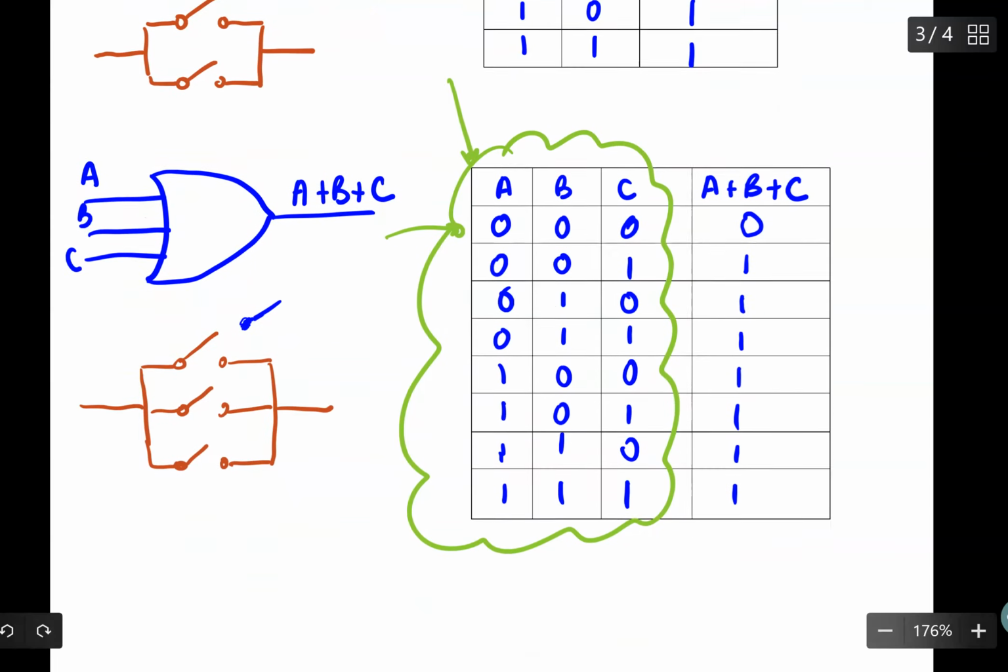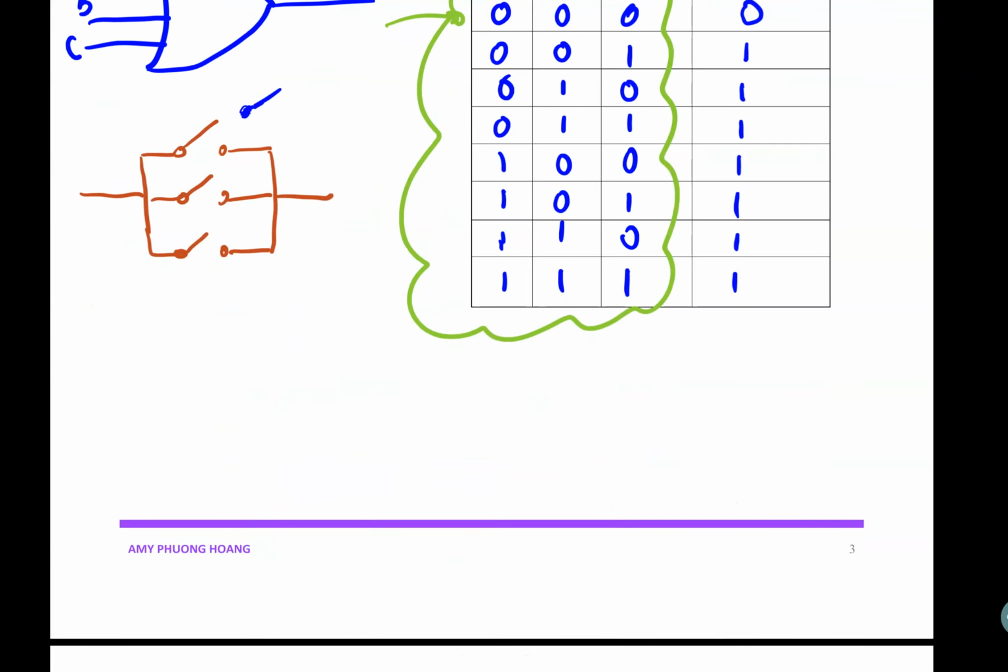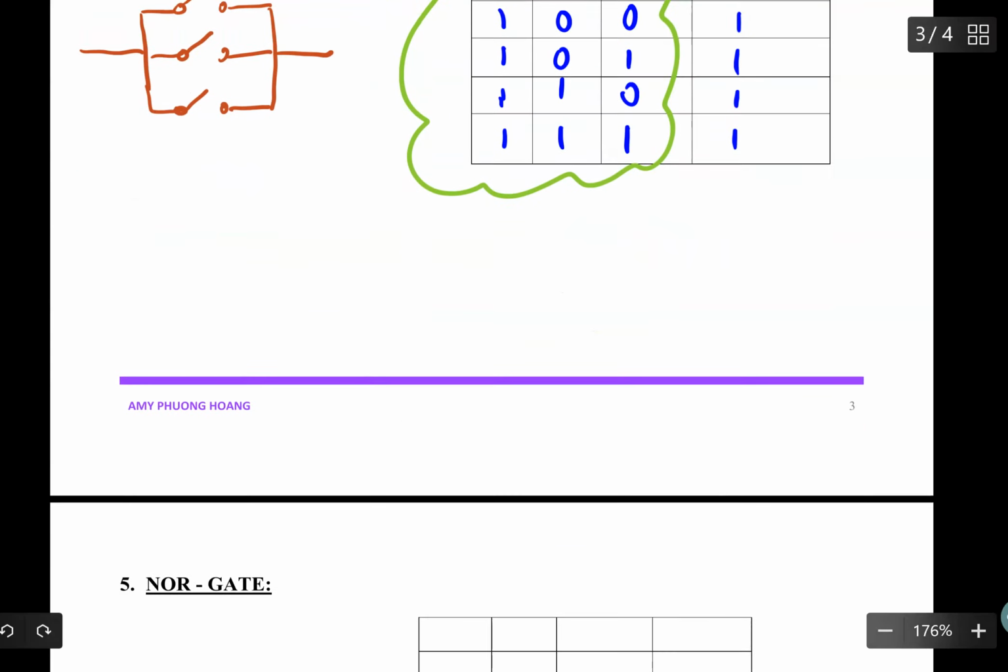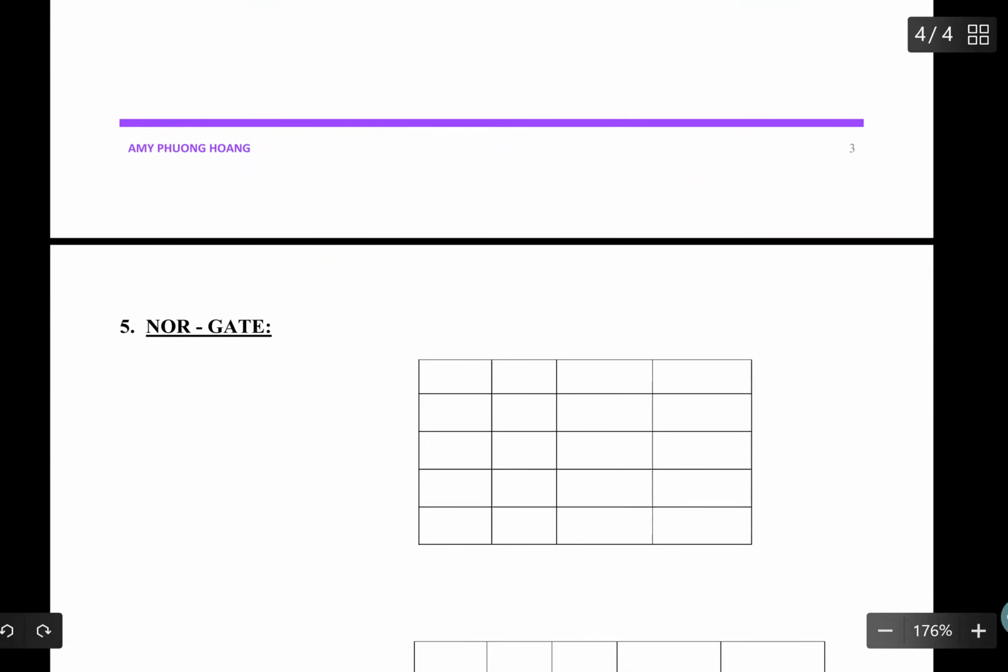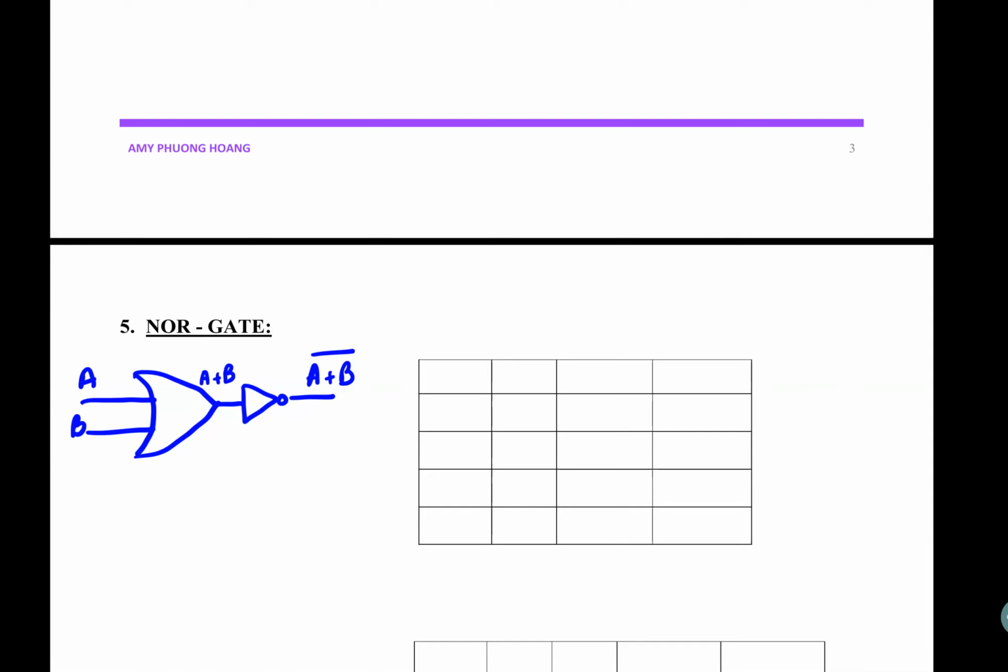Alright, okay, so let's move on to our NOR gate. For the NOR gate, basically I have an OR gate and I put the inverter at the end. So for 2 inputs, I should draw it like this. I have 2 inputs coming in, A, B, to this OR gate. At the end, I put an inverter here. So you can write A plus B right there, but I invert the signal, so I put a bar on top of A plus B.